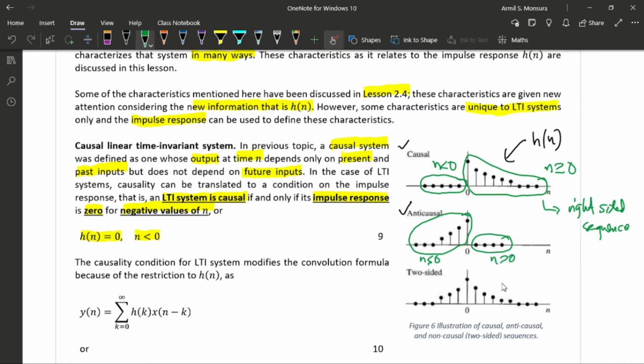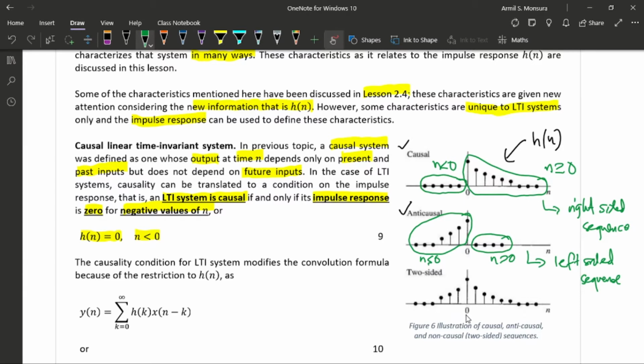Okay? So that is an anti-causal sequence. But again, if this sequence is actually an h[n] or an impulse response sequence, then this describes a system, or this is the impulse response sequence of a system that is called an anti-causal system. We also call this sequence a left-sided sequence.